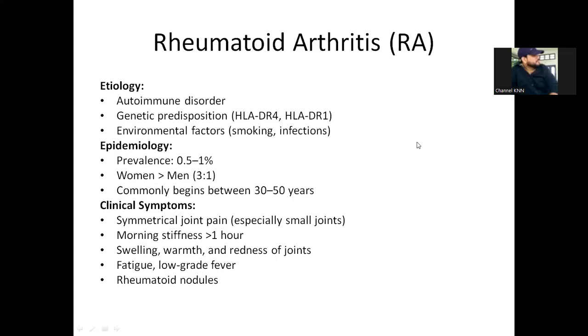Epidemiology: it is prevalent in 0.5 to 1% of people, and it is more prevalent in women than in men. Commonly it begins at the age of 30 to 50 years.